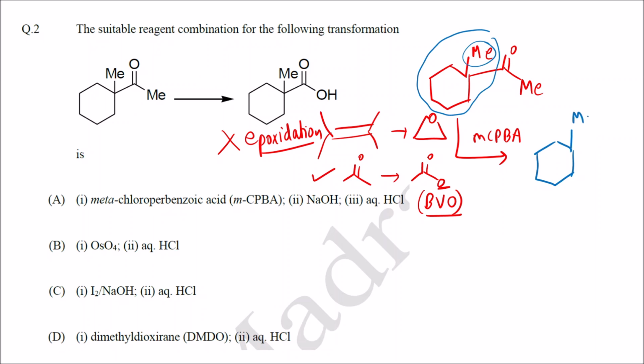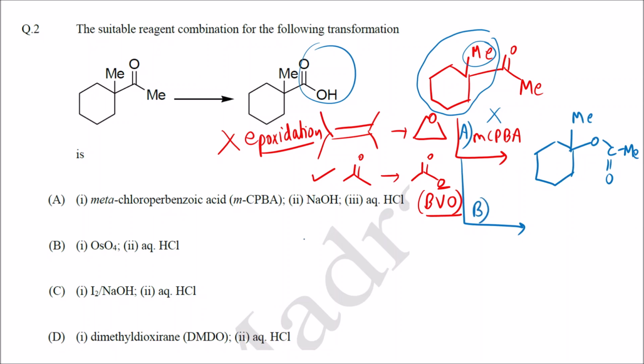Okay, methyl and one oxygen will be inserted here. C double bond O Me. So is this the structure that is given? No. Here we want carboxylic acid. So option A is incorrect. Okay, now let us draw the structure for option B.